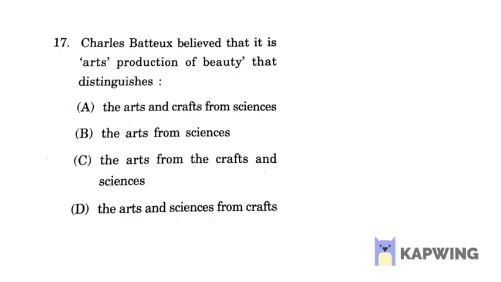Now moving on to the 17th question. Charles Buttocks believed that it is art's production of beauty that distinguishes. Now as it is clearly mentioned in the passage, the art's production of beauty distinguishes the art from crafts and sciences. So it is option C here. Hope you have answered it correctly, friends.